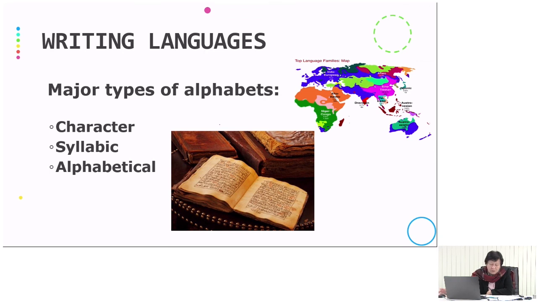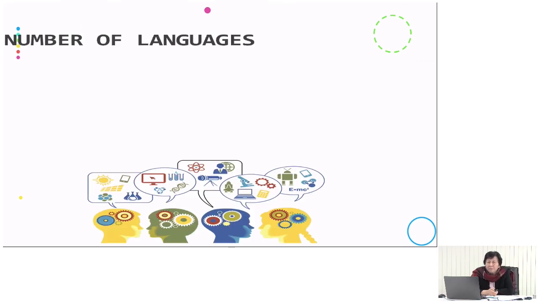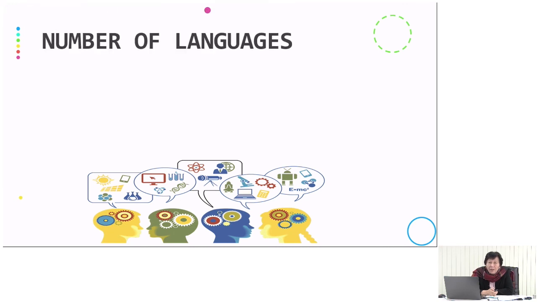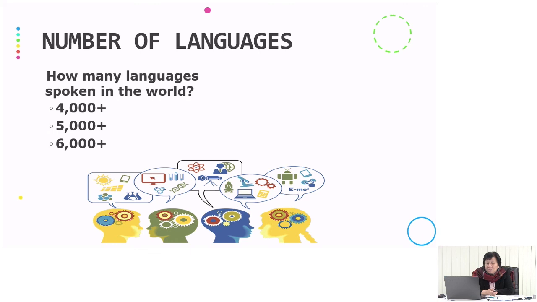See, this is what we say: the number of spoken forms is greater than the number of writing forms. So that means the number of spoken languages is more than the written ones. So, okay, you look at here.